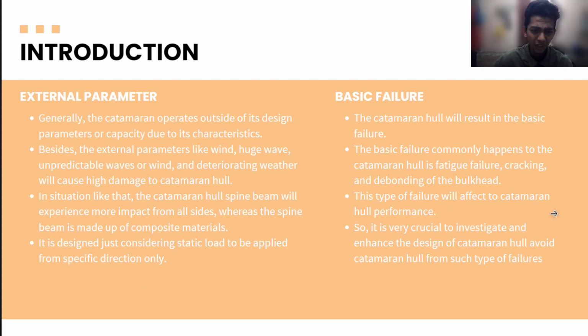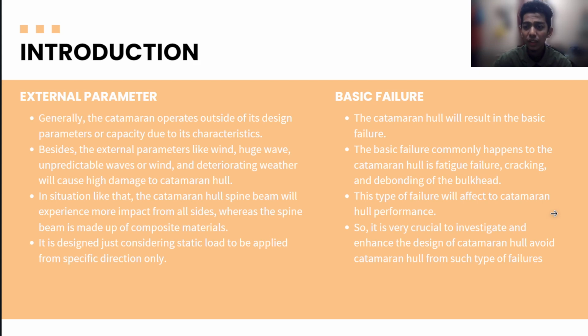External parameter. Generally, the catamaran operates outside of its design parameter or capacity due to its characteristic. Besides, external parameters like wind, huge waves, unpredictable waves of wind, and deteriorating weather will cause heavy damage to the catamaran hull. In a situation like that, the catamaran hull spine beam will experience more impact from all sides, whereas the spine beam is made up of composite material. It is designed considering only static load applied from a specific direction.